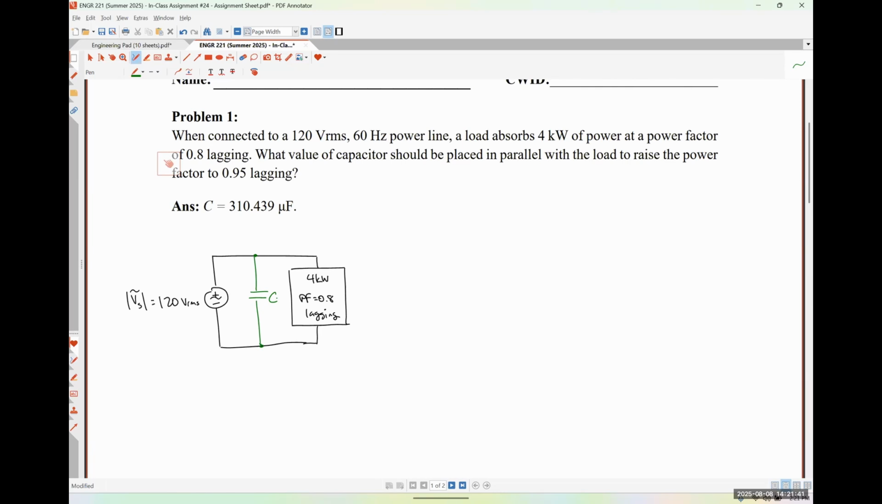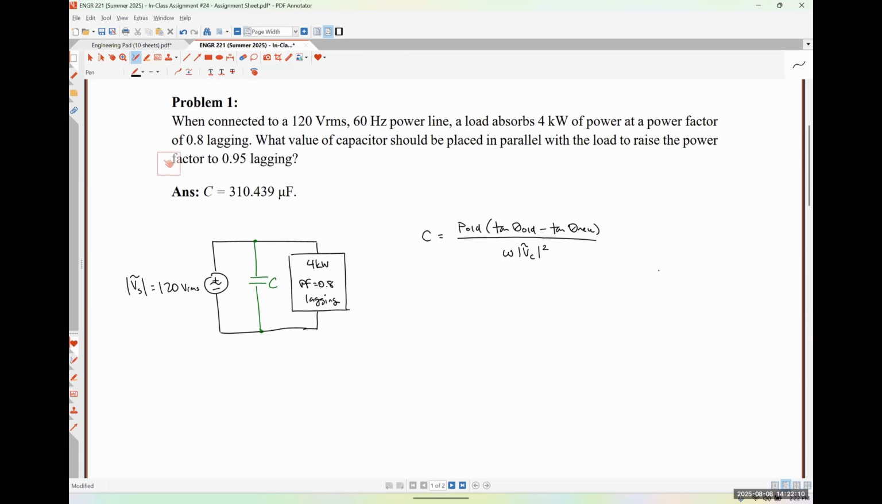So our equation, just to remind you, is C equals P old times the tangent of theta old minus the tangent of theta new, divided by omega times the magnitude of the voltage drop across the capacitor squared. I want us to figure out which pieces of information we were already given. So were we given P old?